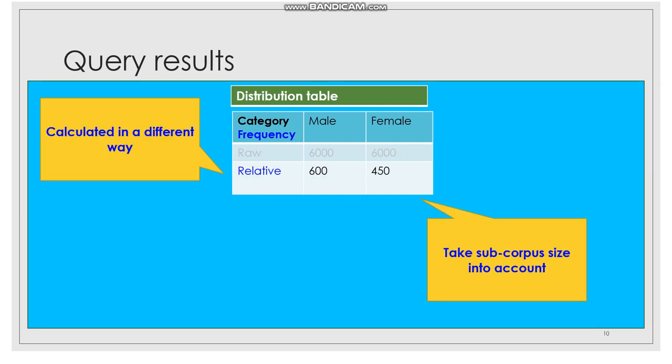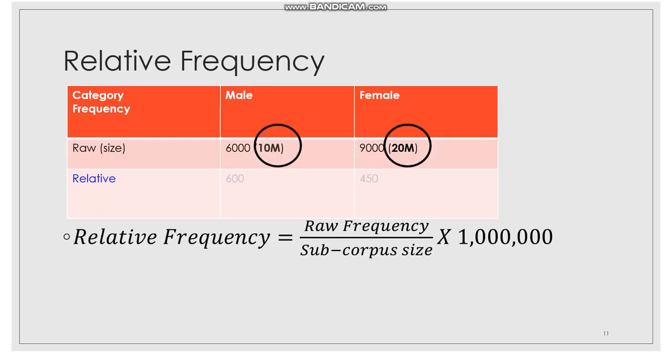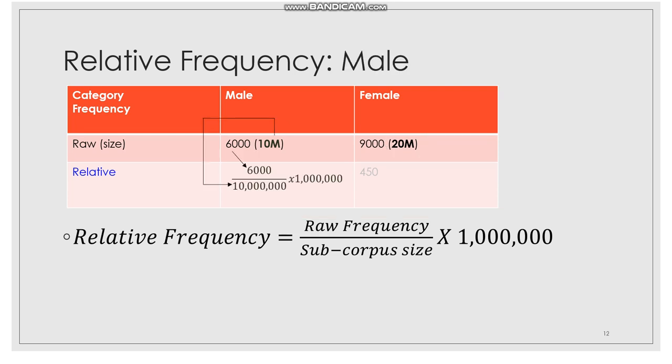The relative frequency is calculated in a different way as it takes into account the number of word tokens in our subcorpus of interest. We first divide the raw frequency by the size of the subcorpus of our interest, and we multiply the result by 1 million. To illustrate this, let's have a look at our male speakers subcorpus.